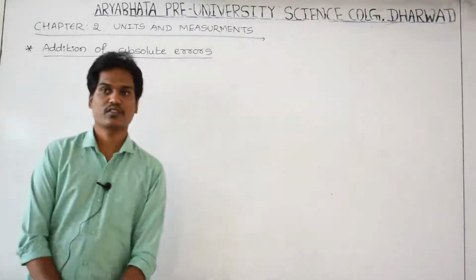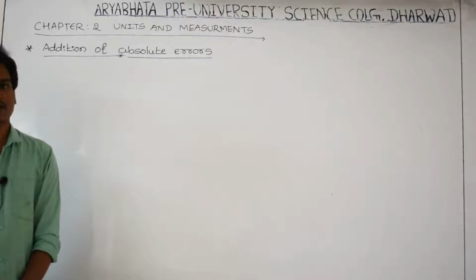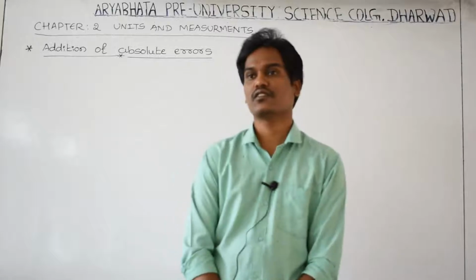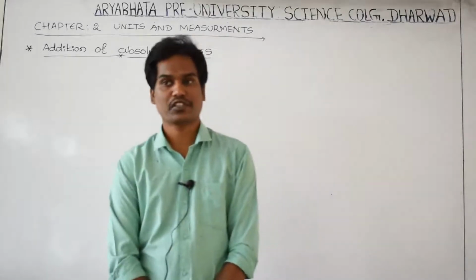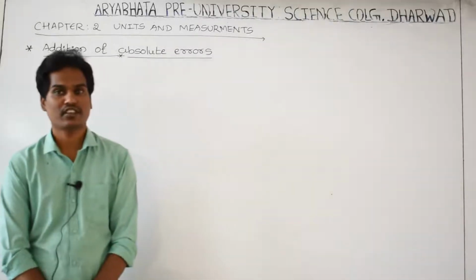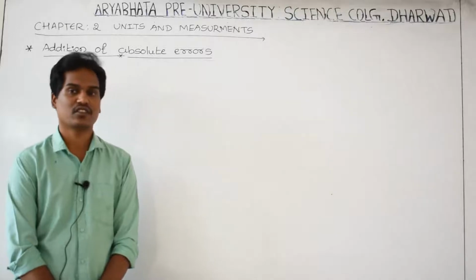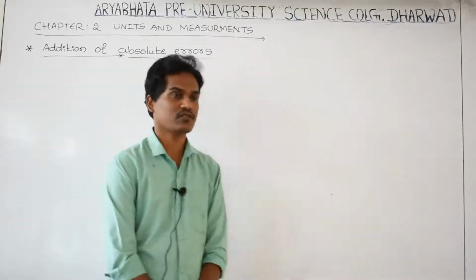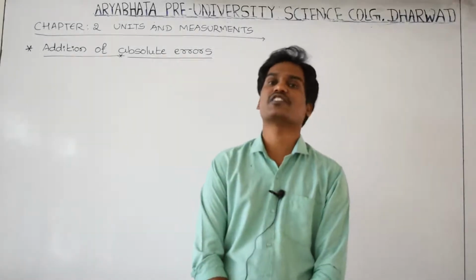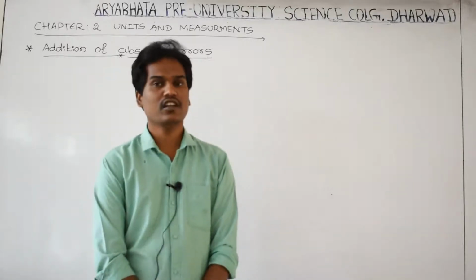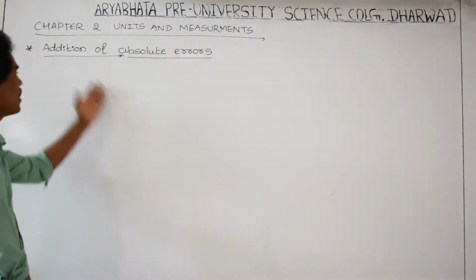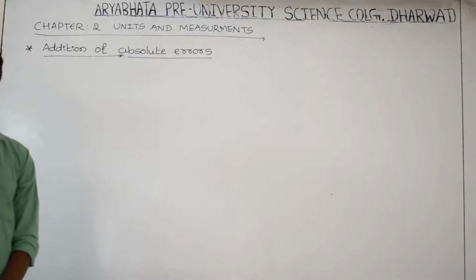Good morning, students. In the previous class we discussed the types of errors, that is, the methods to express errors. The first one is the absolute error, the second is the relative error, and the third is the percentage error. Regarding how to express errors, we use three methods: absolute, relative, and percentage errors. Till that concept we have studied in the previous class, and now I will start the concept of addition of errors.